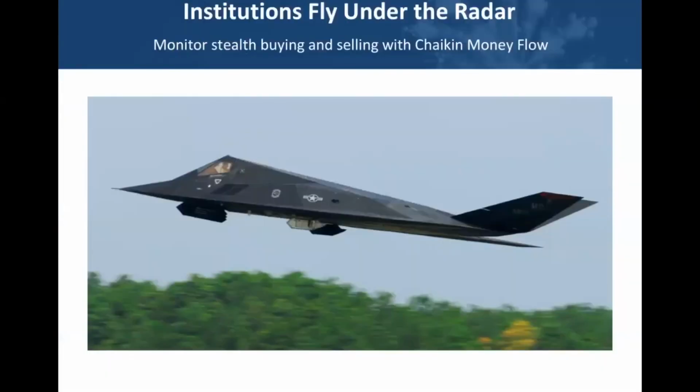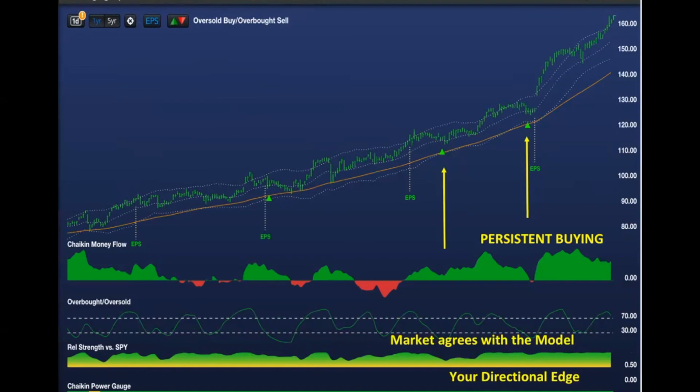Now, the last pattern I want to talk about is very, very powerful. We call it self-accumulation and distribution because Chaikin money flow measures what institutions are doing. Institutions like to fly under the radar screen. So here's an example of that.